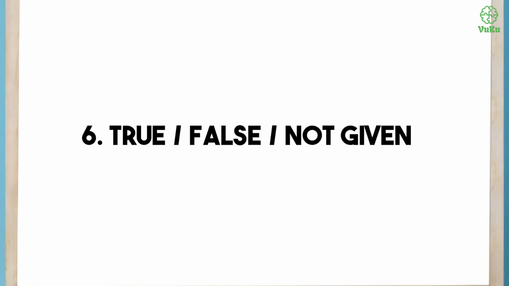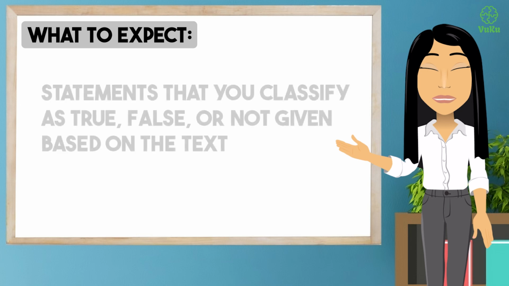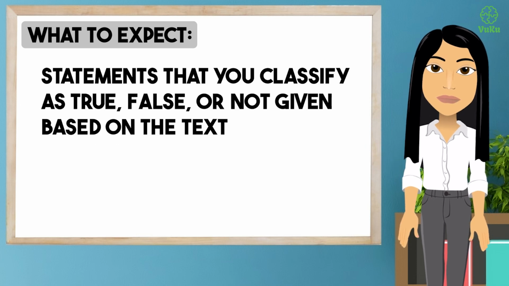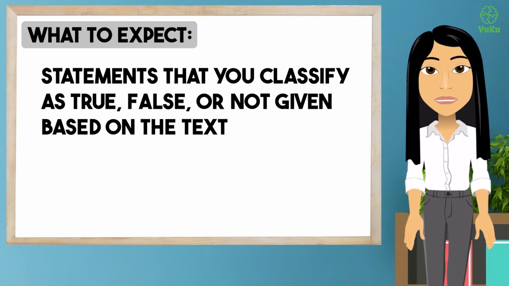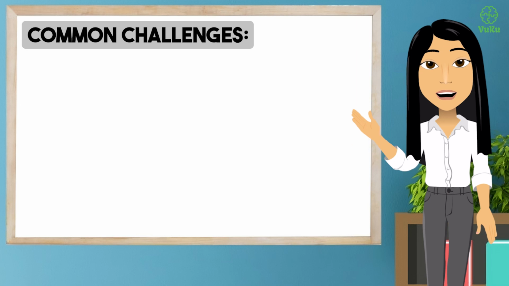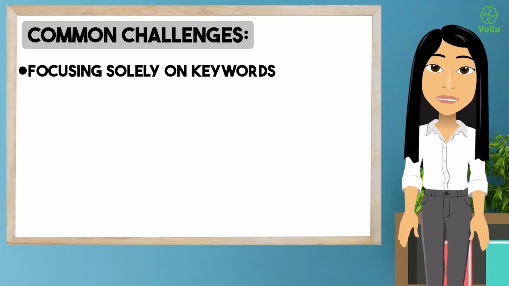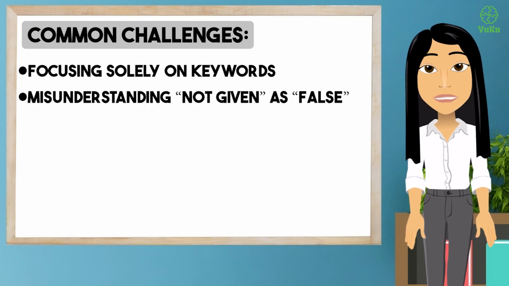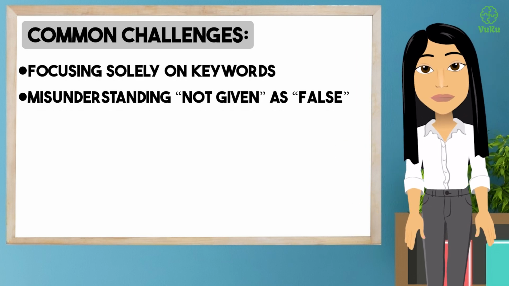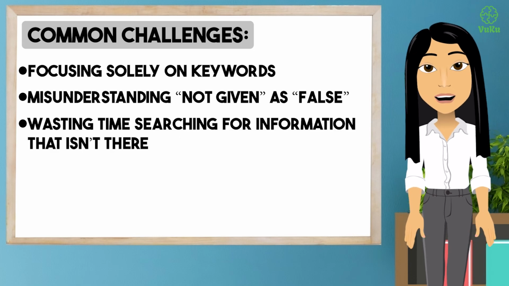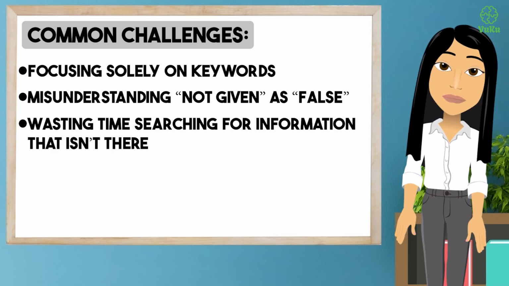6. True, false, not given. What to expect: statements that you classify as true, false, or not given based on the text. Common challenges: focusing solely on keywords, misunderstanding not given as false, wasting time searching for information that isn't there.